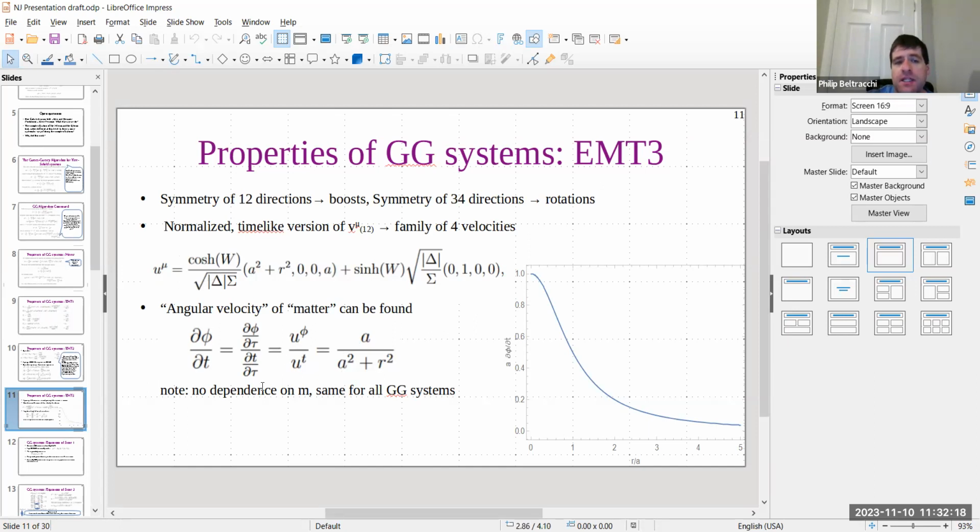It is interesting that this has no dependence on m, so it's the same for all Gurses-Gursey systems, regardless of what the mass function happens to be. This is also, if you graph it, basically half of a Cauchy distribution.